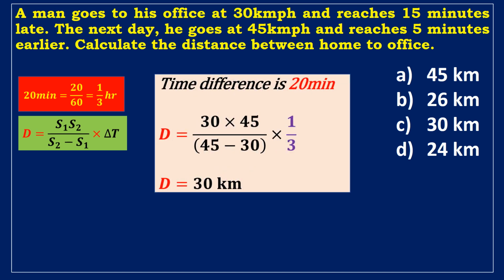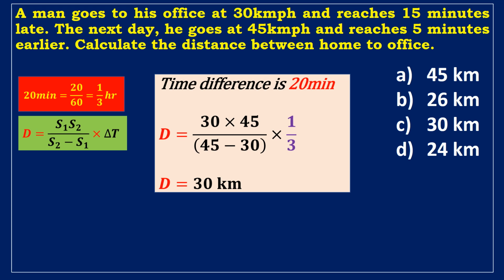When we have the total difference in time for 2 journeys at 2 different speeds for traveling a certain distance, the distance of the journey is equal to S1 S2 divided by S2 minus S1 into del T. Substituting these values in the equation, we get a distance of 30 kilometers.